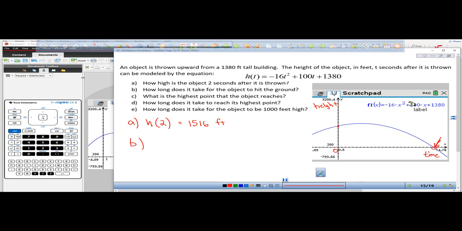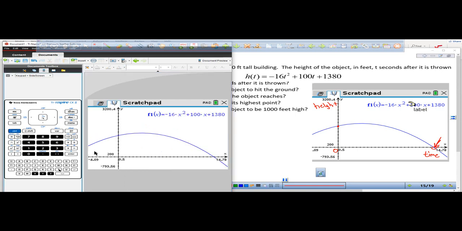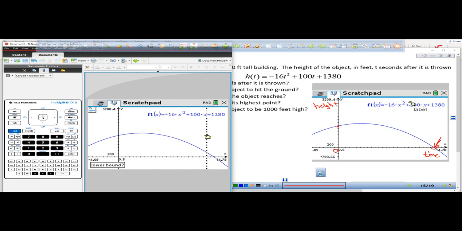So on your TI-Nspire, if you want to find the x-intercept, and if you want to get out of this table menu, you just go to Control T again. It'll take you out of the table menu. So we want to find this x-intercept right here. Just go to Menu, Analyze Graph, Zero. All right, and just highlight over the x-intercept, and then we'll get the values for the x-intercept.